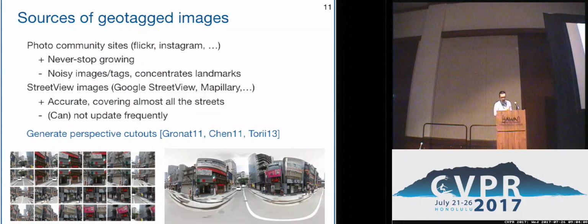I wanted to mention that in most cases, the query images are perspective. So it is natural to prepare the database images as perspective images. But the Google Street View images are equirectangular panoramas. So we usually prepare perspective cutouts like this.